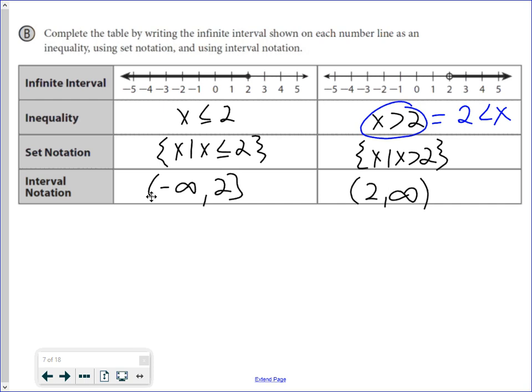So set notation will be every x value such that x is greater than 2. And then finally, the interval notation will be parentheses on both sides, from 2 to infinity, because neither 2 nor infinity is part of the interval.